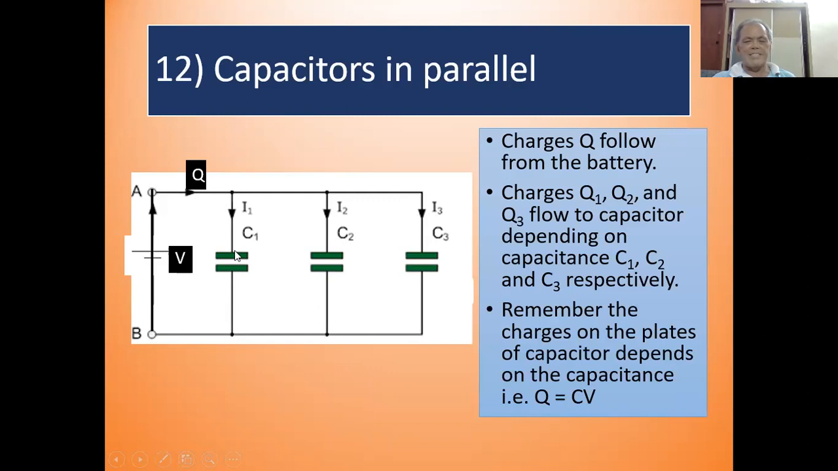Because the capacitor is the one that decides what charge is stored on it when the PD is the same. The charge stored here will be Q1, here Q2, and here Q3. It's the capacitance that determines how much Q1 will be. C2 will decide how large Q2 will be. From this formula, Q equals CV. So we are just using this formula again.